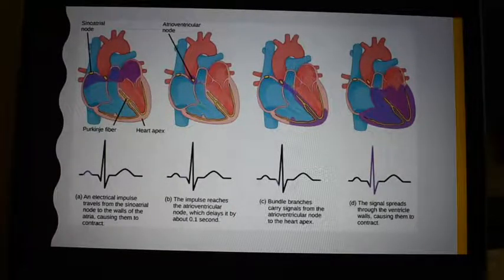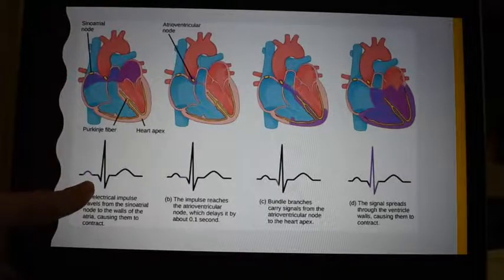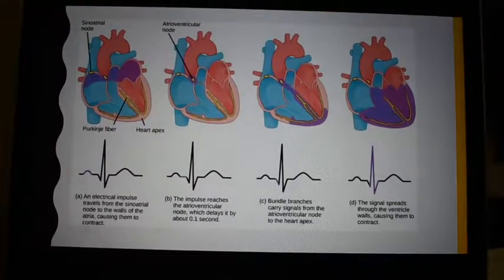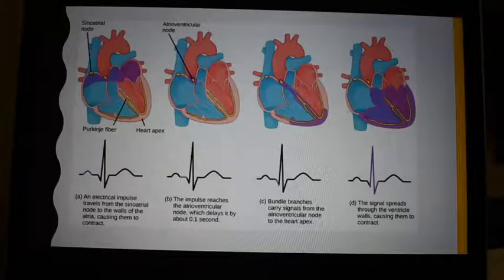As the SA node fires, that's the P wave on the EKG. So that's going to be this part right over here. The atrial systole happens next, which is when the atria contract and squeeze the rest of the blood into the ventricles. When the QRS complex starts, that's when the ventricles depolarize. Ventricular systole is when the ventricles contract. The atria are now relaxed and the AV valves are closed. Ventricular ejection phase happens here.